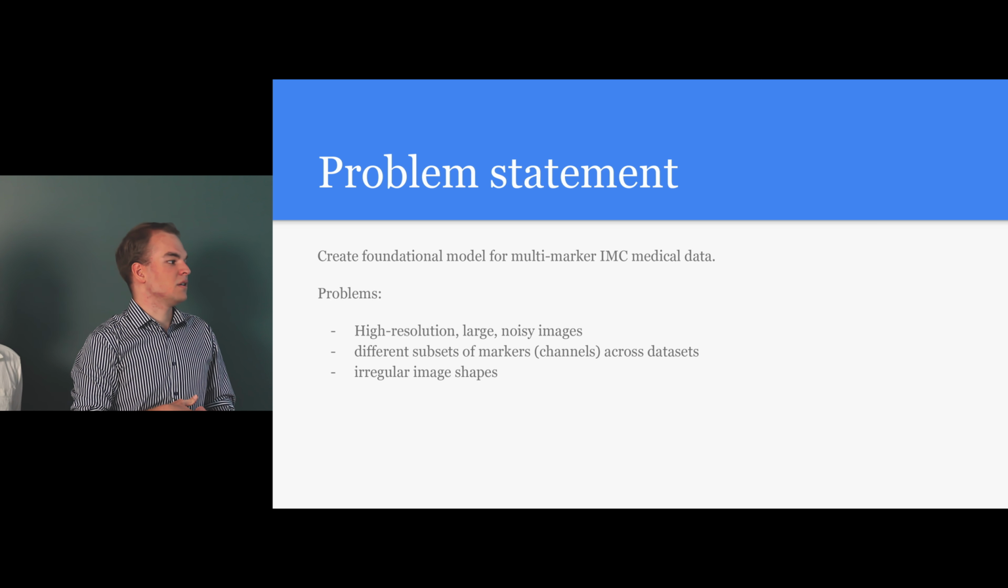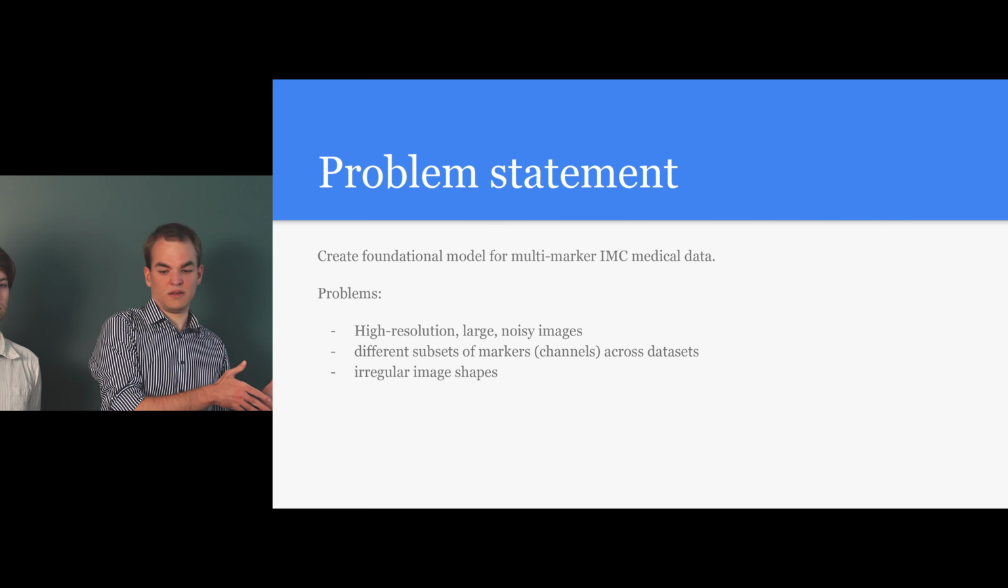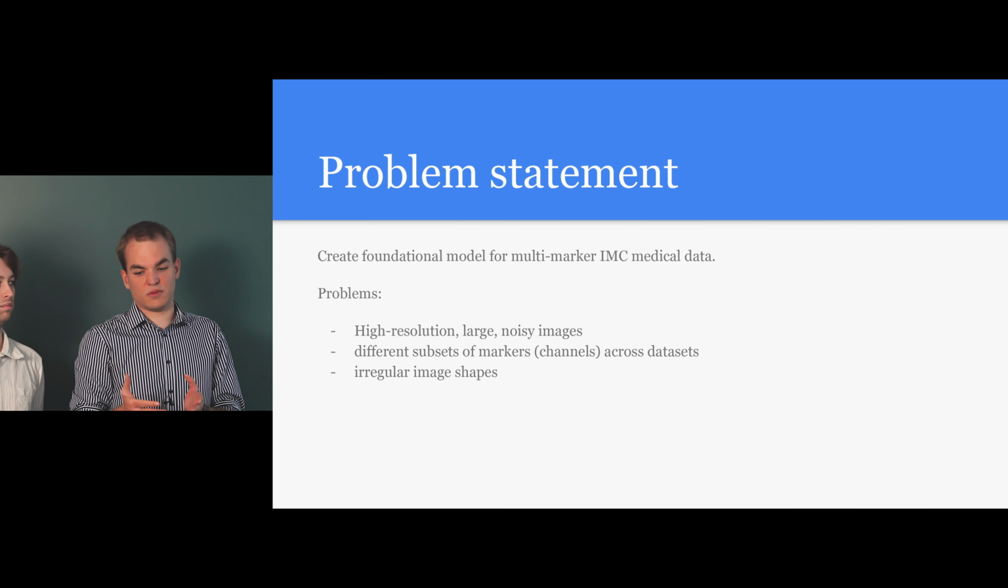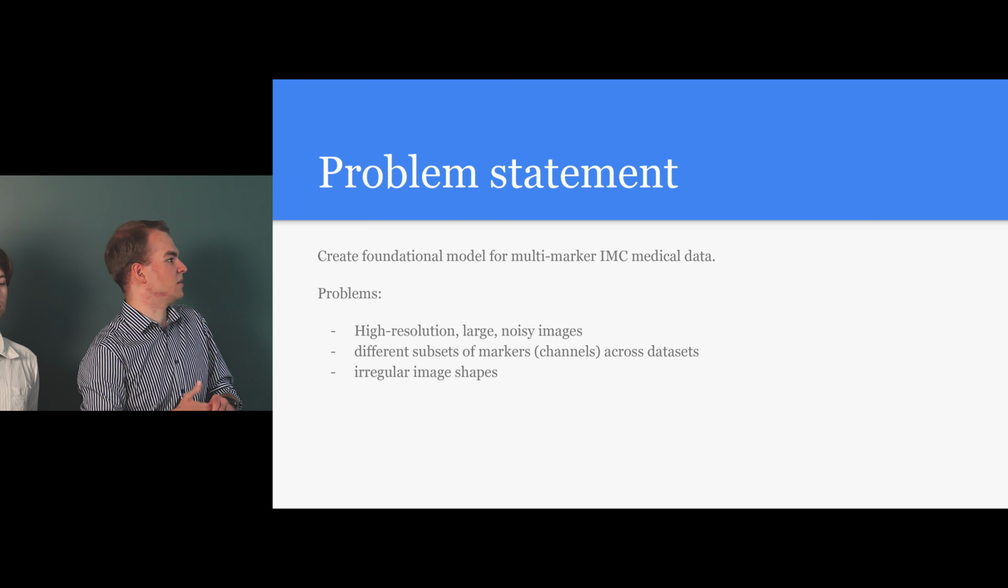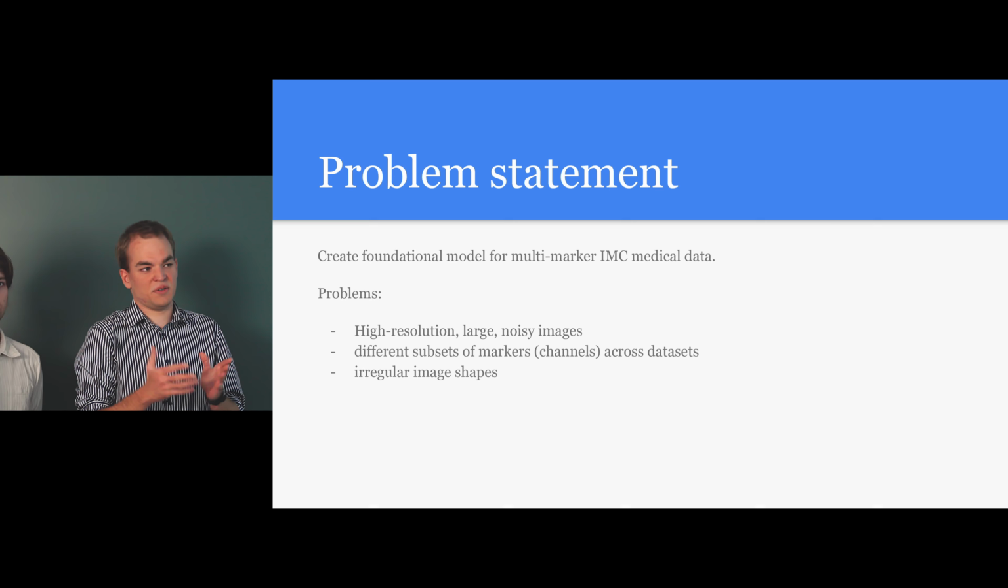Also, different data sets can have different subsets of the markers. So we train the model on one data set, and it should also work on a subset of markers instead of the entire set. And the images themselves can have irregular shapes. 600 by 600 is one of them, but it can vary.